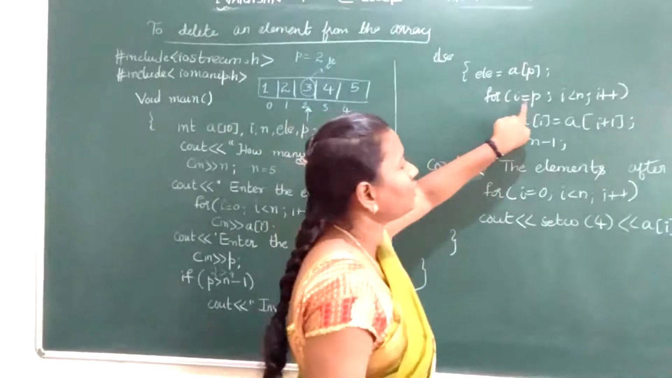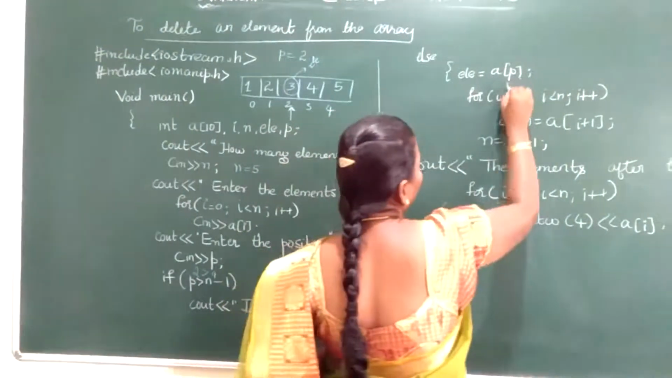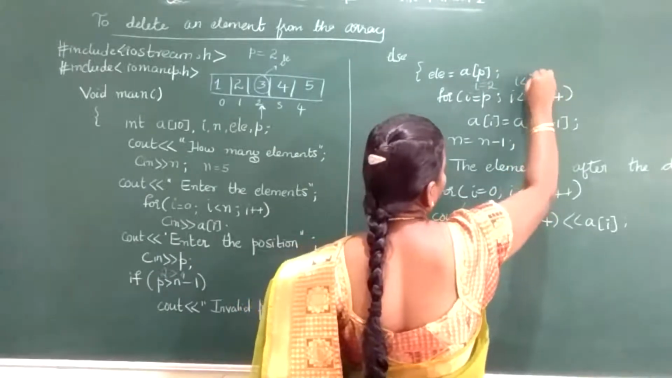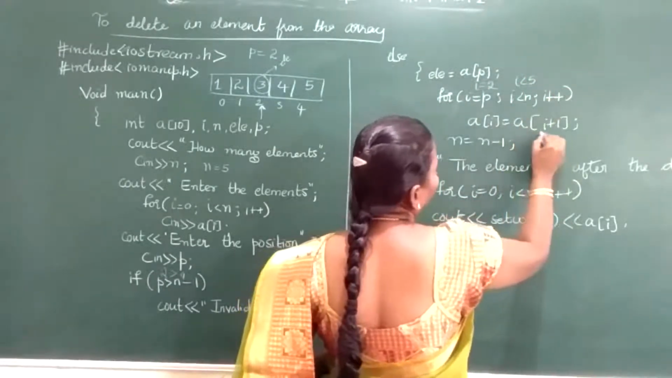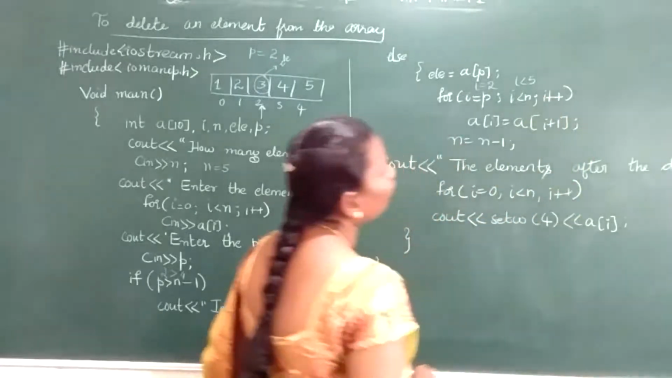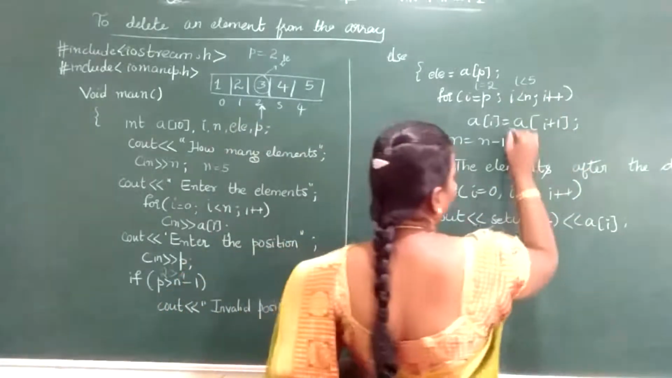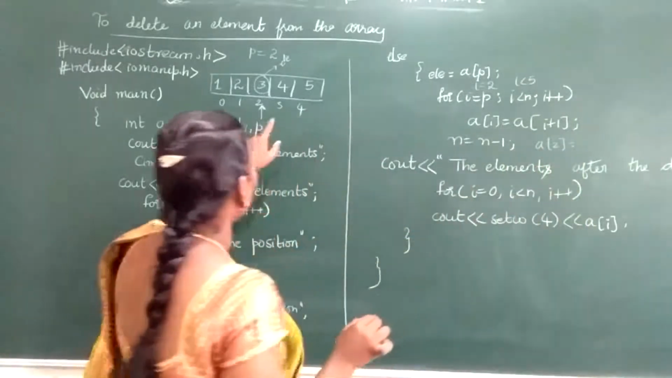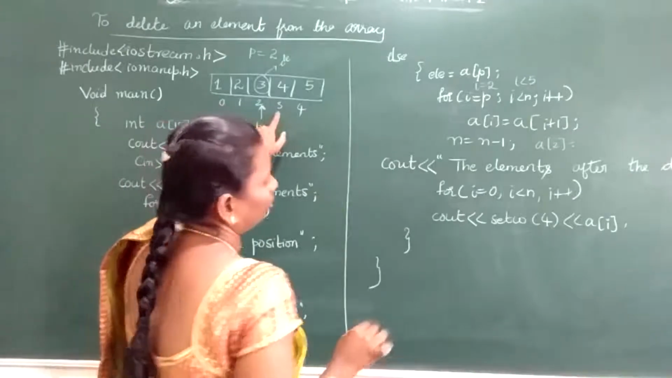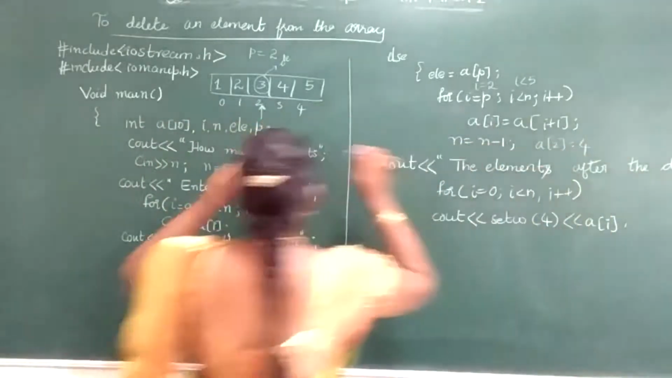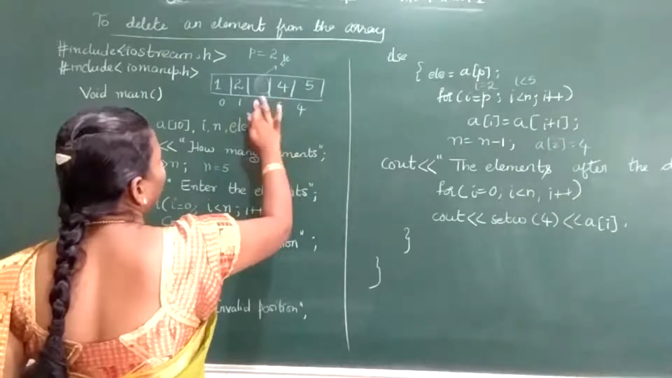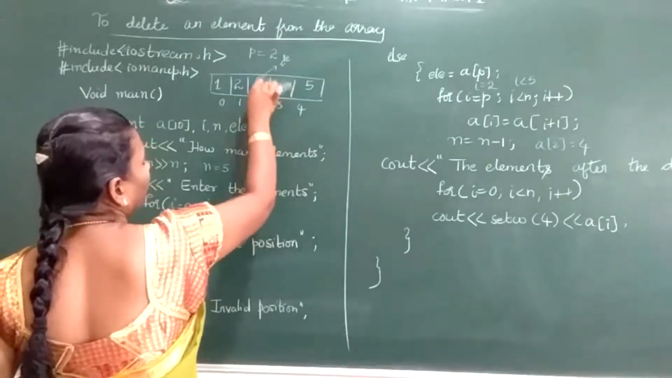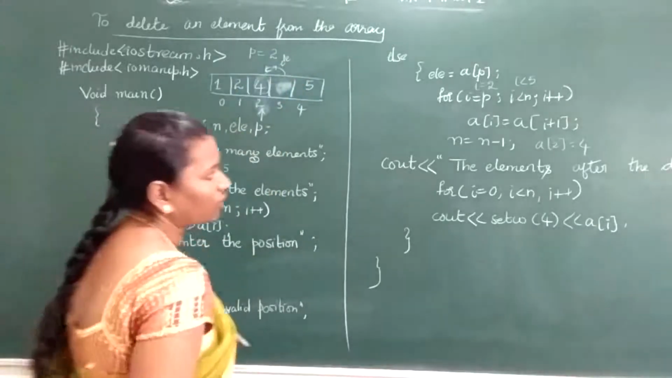So for i is equal to p. What is your p value? 2. i is less than 5, n value is 5. Now a of i plus 1. What is the i value? 2 plus 1, that is 3. That I will give to a of 2. What is a of 3? 4. This 4 I am giving to a of 2, and the old element will be deleted. Now 4 is moved from this position to this position.